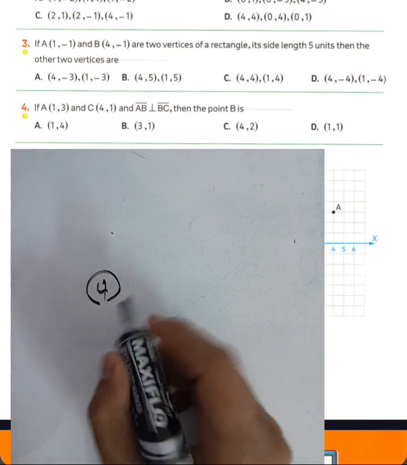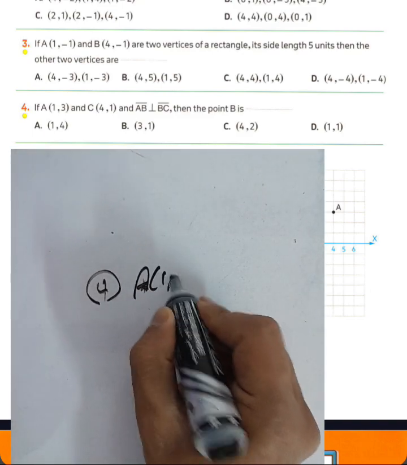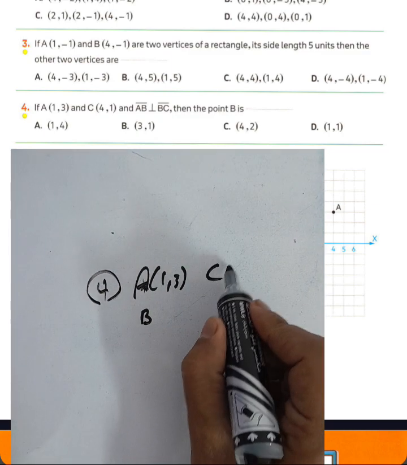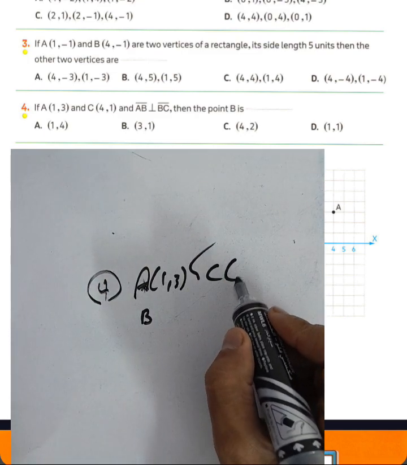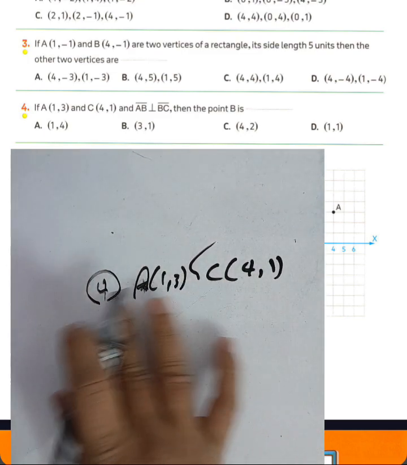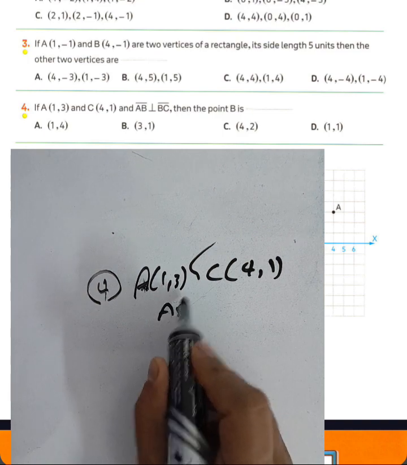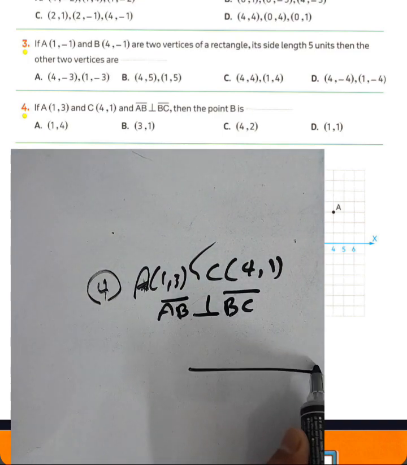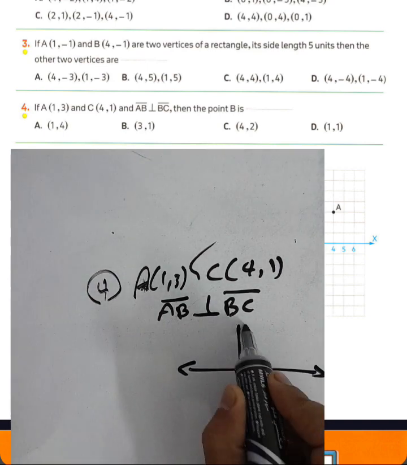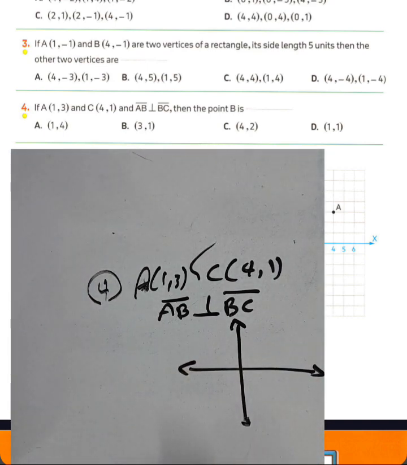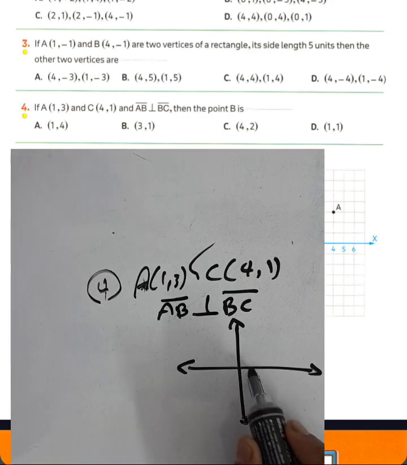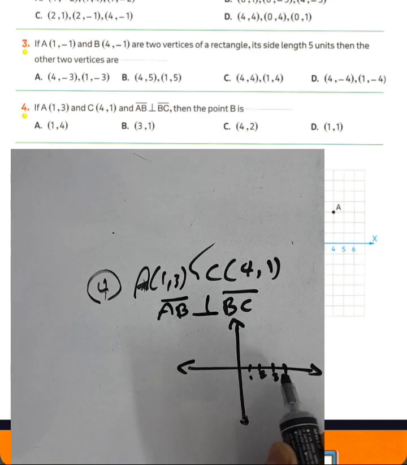If point A is (1, 3) and you give us point C, which was (4, 1), and he tells us AB is perpendicular to BC, it means we will have a right angle triangle. If we draw the 3 points joined by a ruler, you will get a right angle triangle because AB is perpendicular to BC.